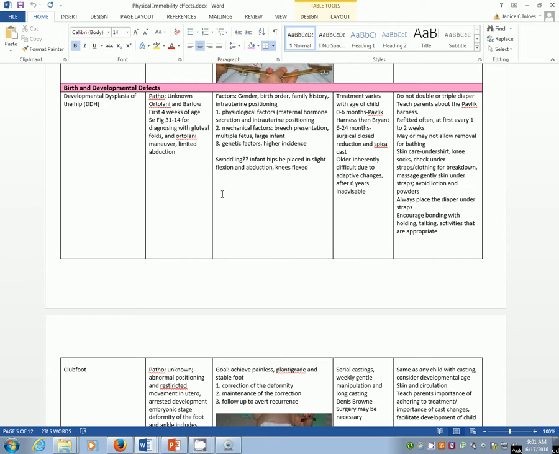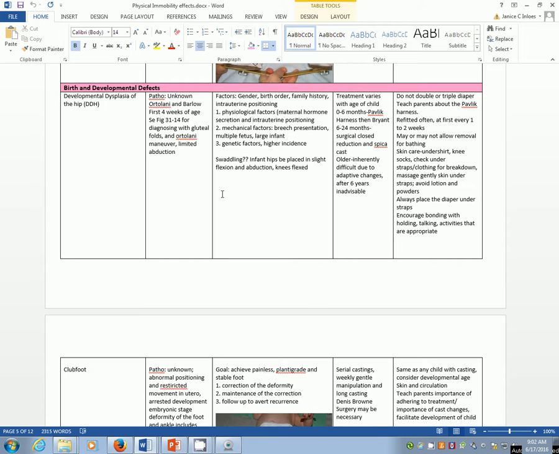0 to 6 months. The first 12 weeks, we're going to do the pelvic harness, and then we're going to do the Bryant's for 6 months. If after the 24 months of the Bryant's we have not had any improvement, then we are going to see surgical closed reduction and a spica cast placed from the age of 6 to 24 months. So up to the age of 6 months, we can treat them with the Bryant's.